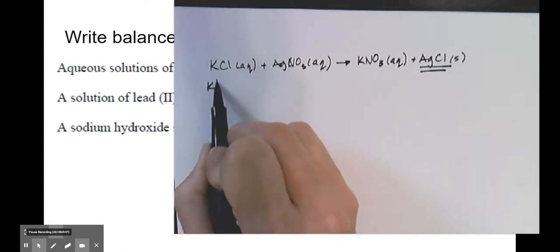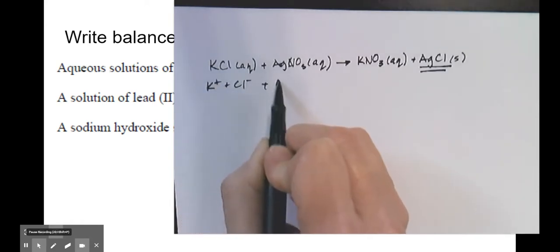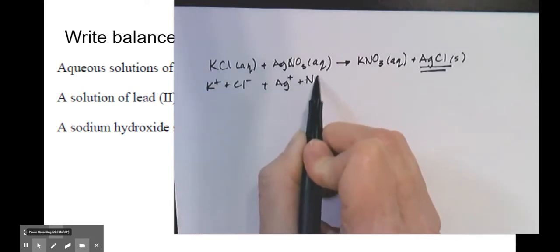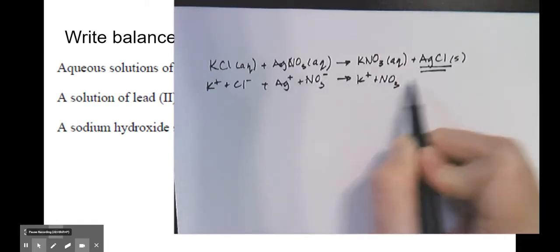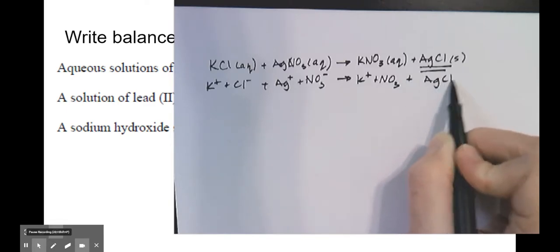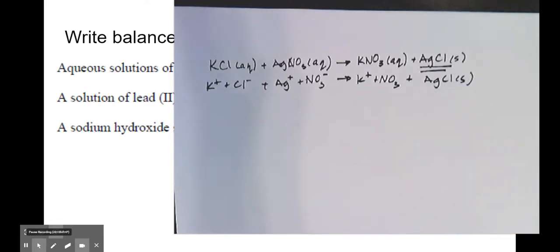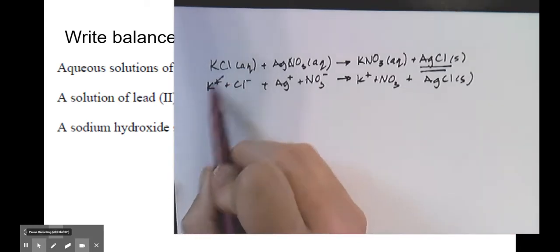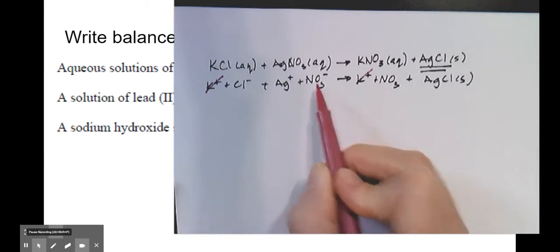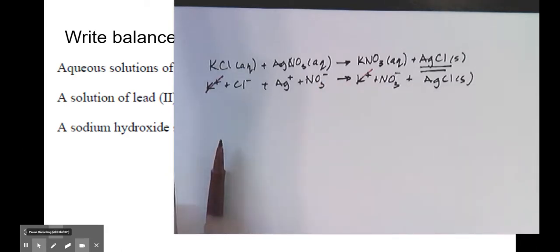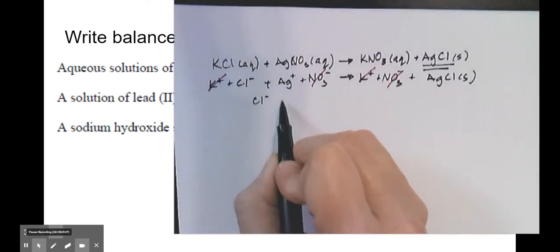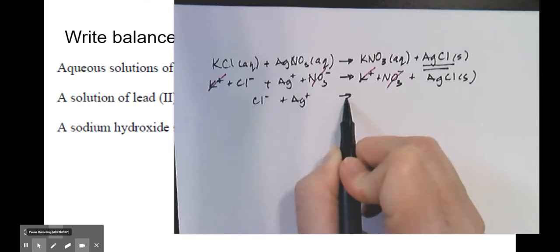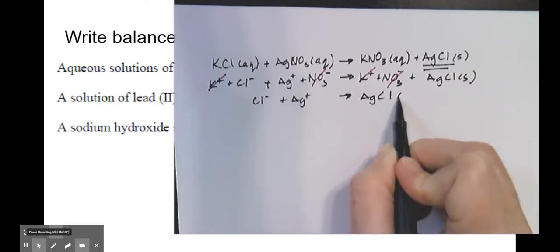Okay, so what I really care about here is what's going on with this one. So we're going to break everything up into ions, since that is aqueous, and then we're going to keep the solid together. So the next thing you want to do is cross off the spectator ions, the ones that are the same on both sides, and you are left with the chloride ion and the silver ion, and you are making silver chloride.